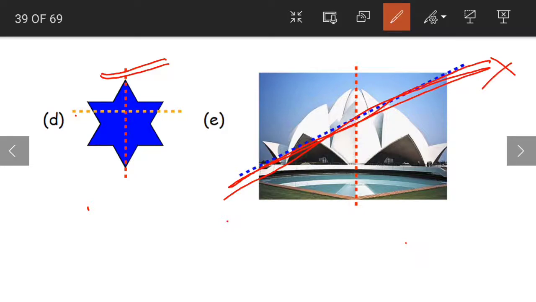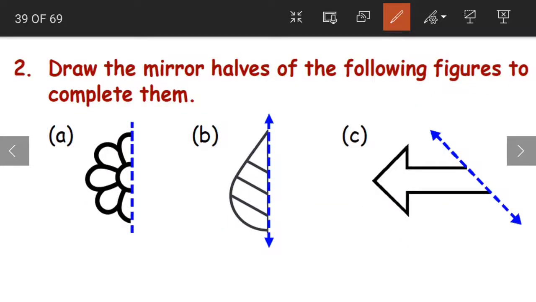So blue is not the line of symmetry, but when we look at the red line, it is dividing the figure into two identical halves, that is two exact halves. So the red line becomes the line of symmetry here. Draw the mirror halves of the following figures to complete them.